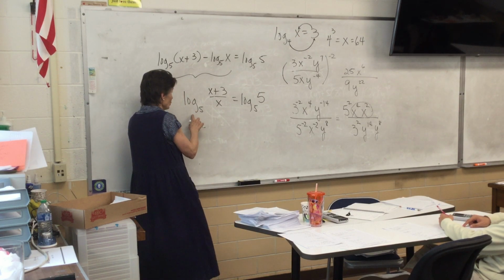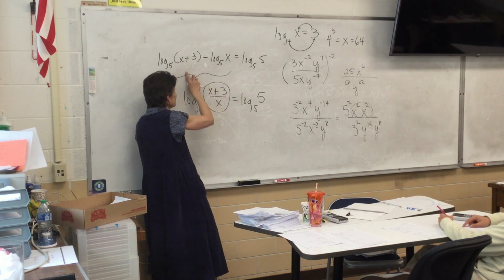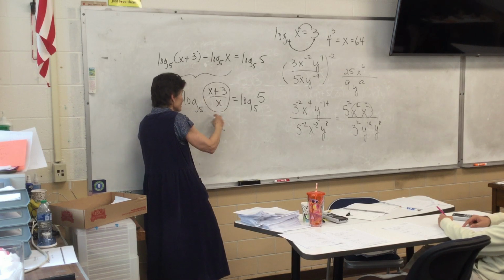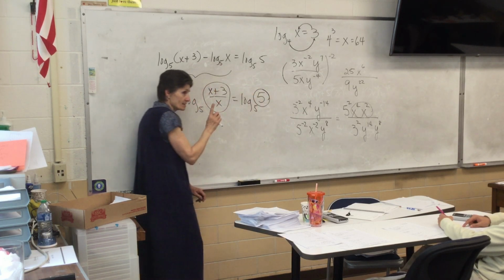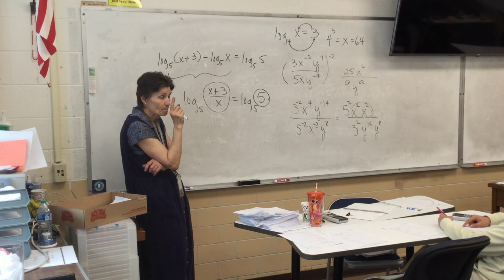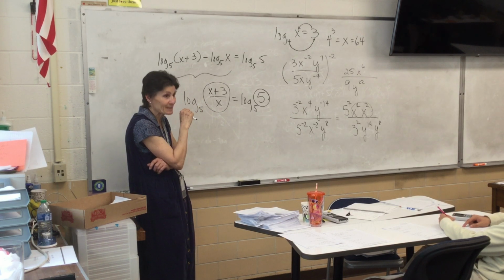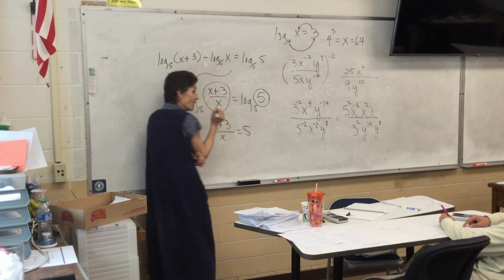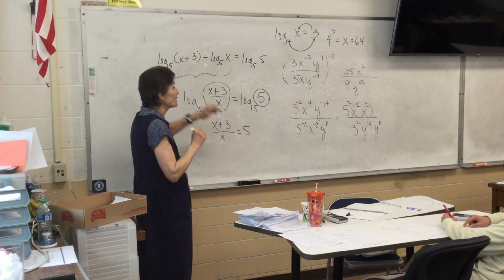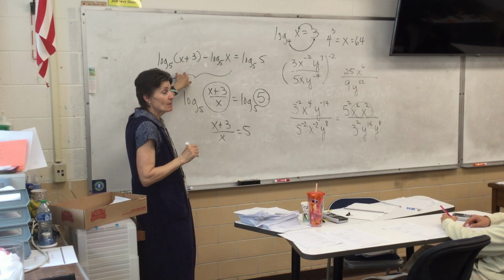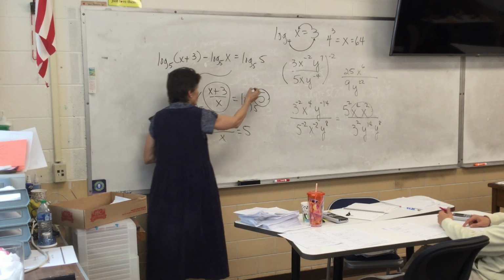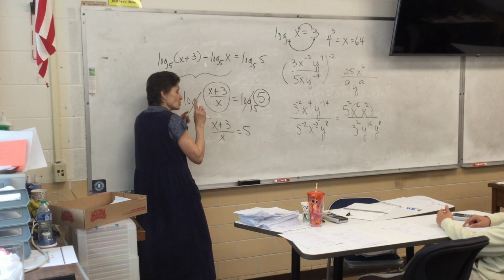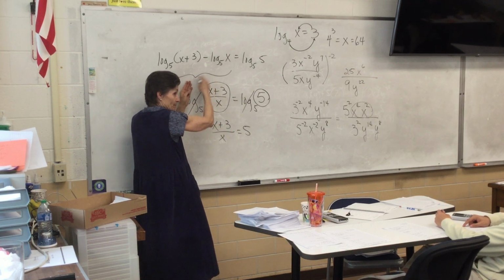Now I've combined those and made one thing out of them, it's a division. If the log of this equals the log of this, what do you think? Now you can set them equal. So now you can say x plus 3 over x equals 5. You cannot do that in the beginning. The only way you can get rid of these logarithms is if you have 1 on each side. So step 1 is put these together.